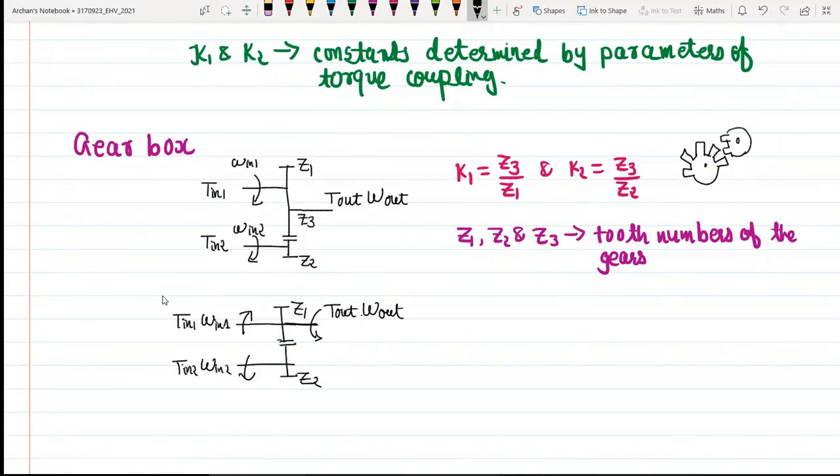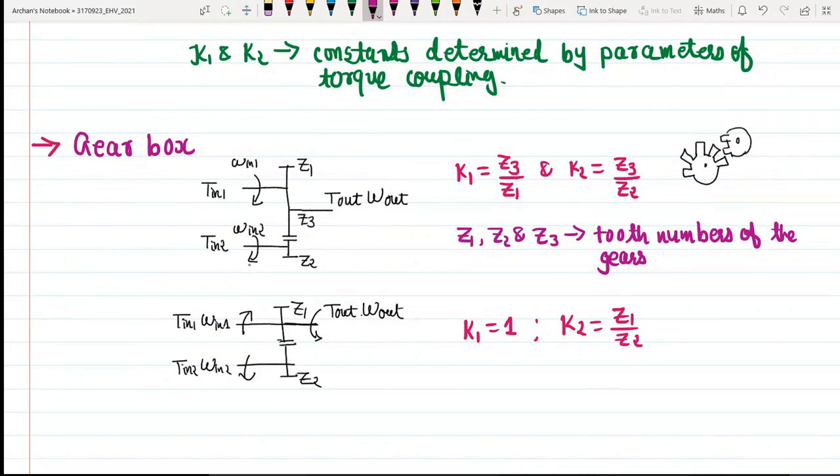Now in this case, if you can see, I am not taking the output as in case of the first case. Okay, you can see over here. I am taking the output common to the first gear tooth ratio at Z1. Okay, so in this case, if I talk about K1, then K1 will be equal to 1, right? And K2 will be equal to Z1 by Z2, where this Z1 and Z2 are nothing but tooth numbers of the gears, right? So there are two possibilities in case we are using our mechanical torque coupling device as a gearbox, right? So this was the first case we have discussed.